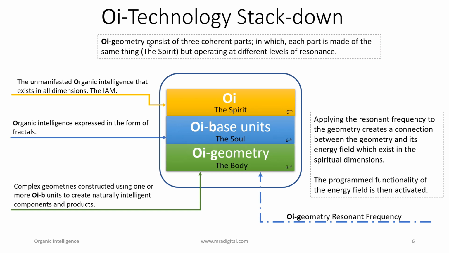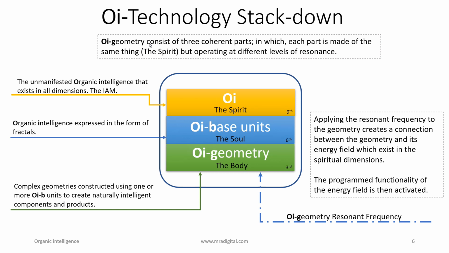Now, the organic intelligence, which we call the spirit, the base unit, which we call the soul, and the geometry, which we call the physical body, are one thing. They're actually the same thing, manifesting or operating at different levels of resonance. Just like ice, water, and the gaseous form of water, they're all water, but each one is at a different state of resonance. Ice is at a lower state of vibration. Water is at a higher state of vibration than the ice, and the gas is at an even higher state of vibration.